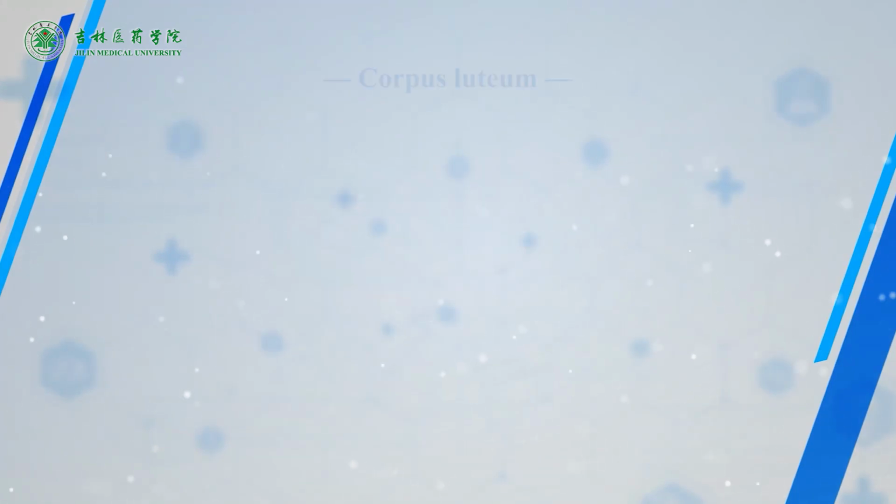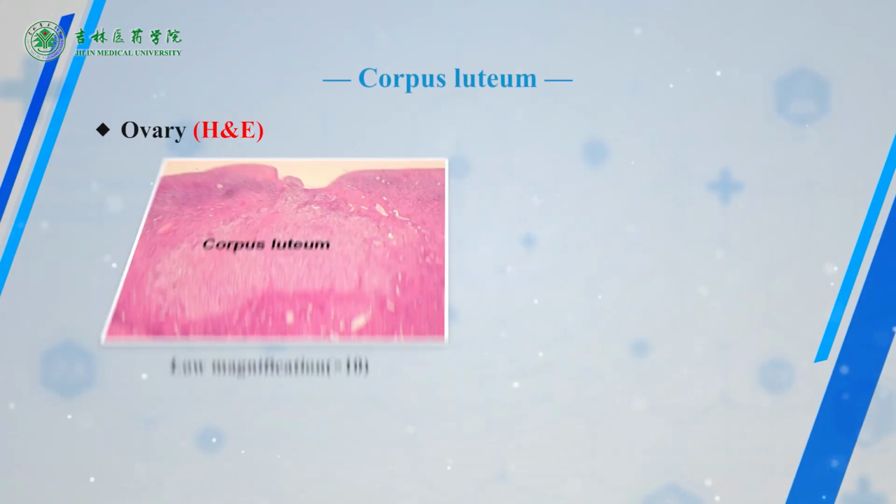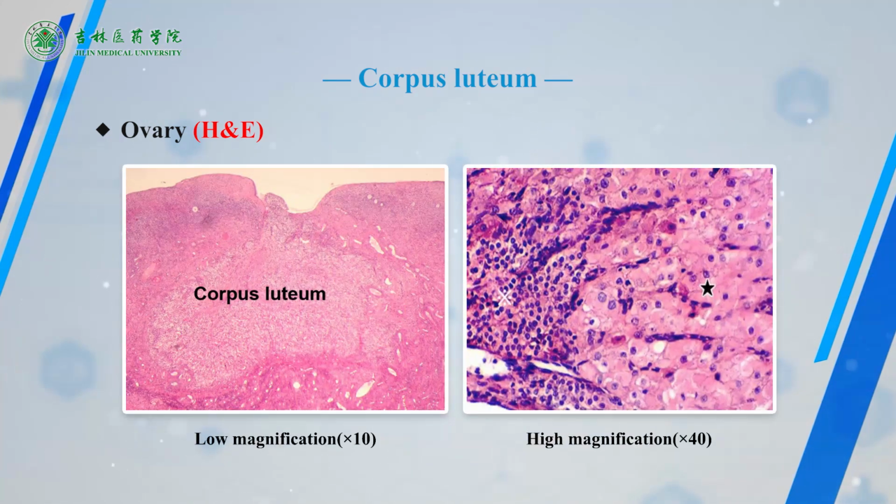The fifth slide, corpus luteum. One side of the specimen is a red-colored blood clot, beside which is a purple-colored structure that also projects into the blood clot. There are numerous large cells with lightly red-stained cytoplasm around the blood clot. The nuclei are large and stained faintly. These cells are granulosa lutein cells.